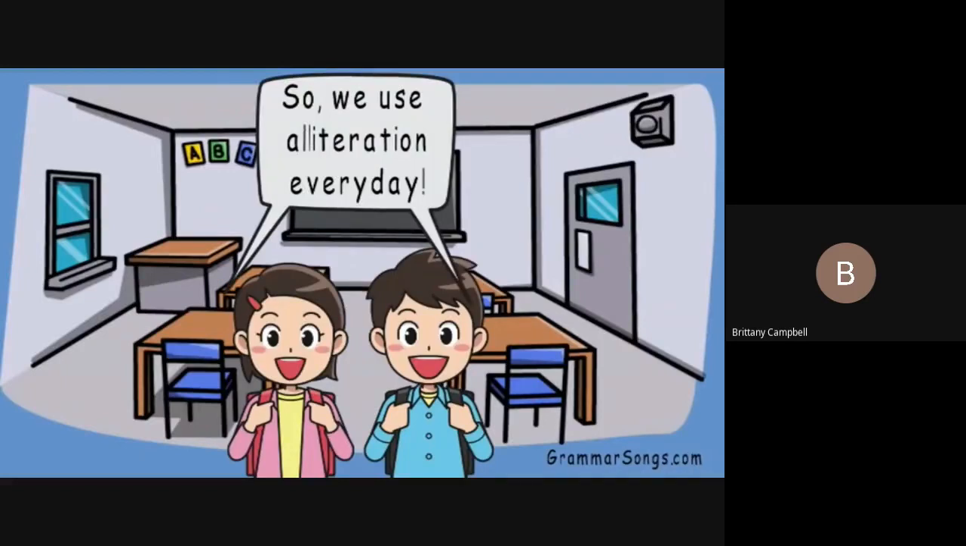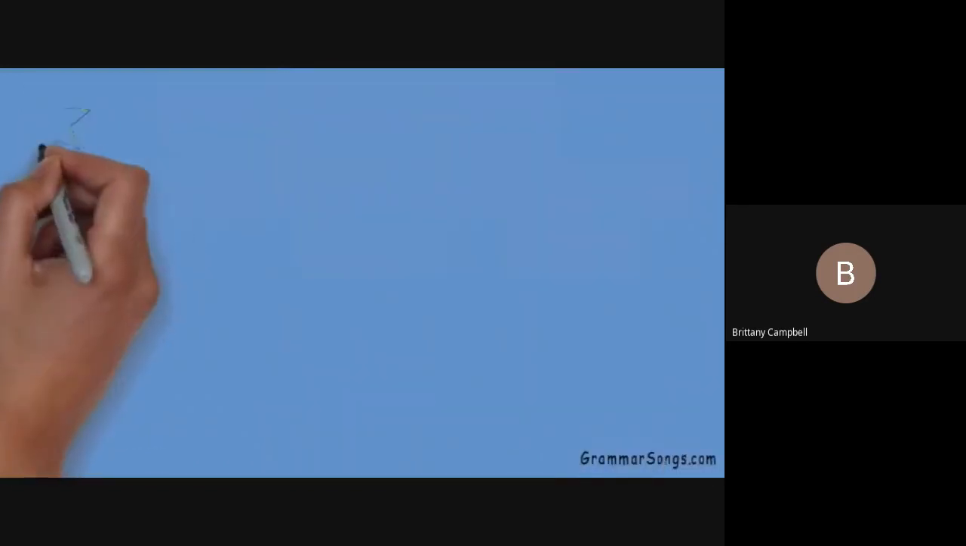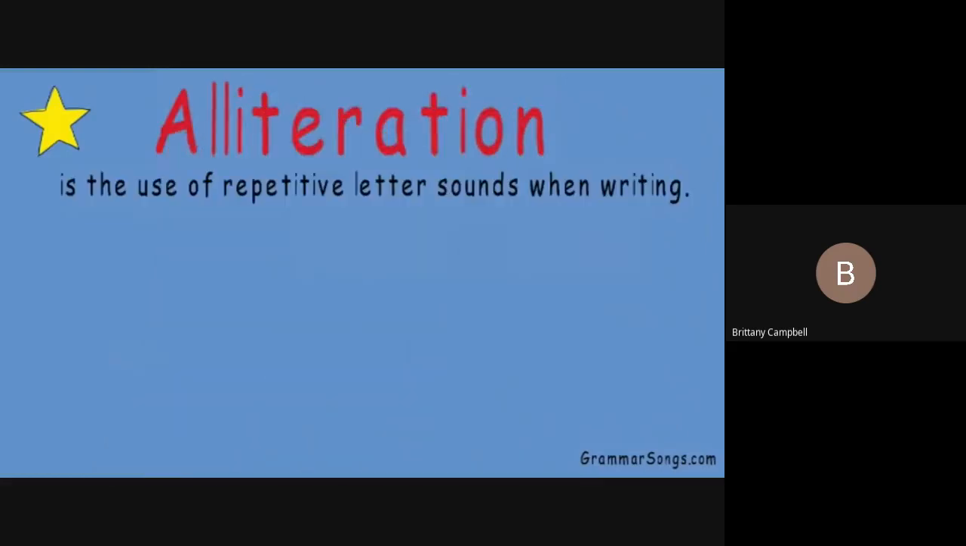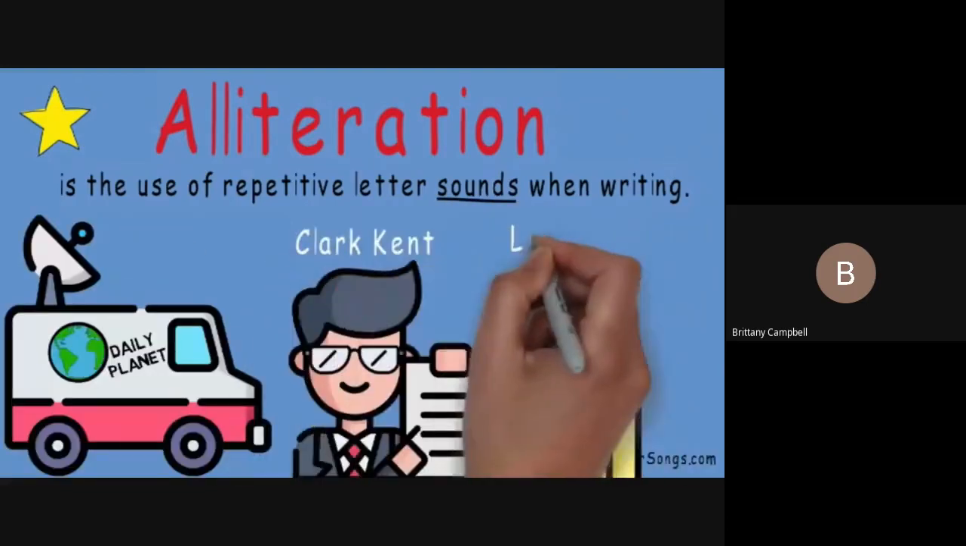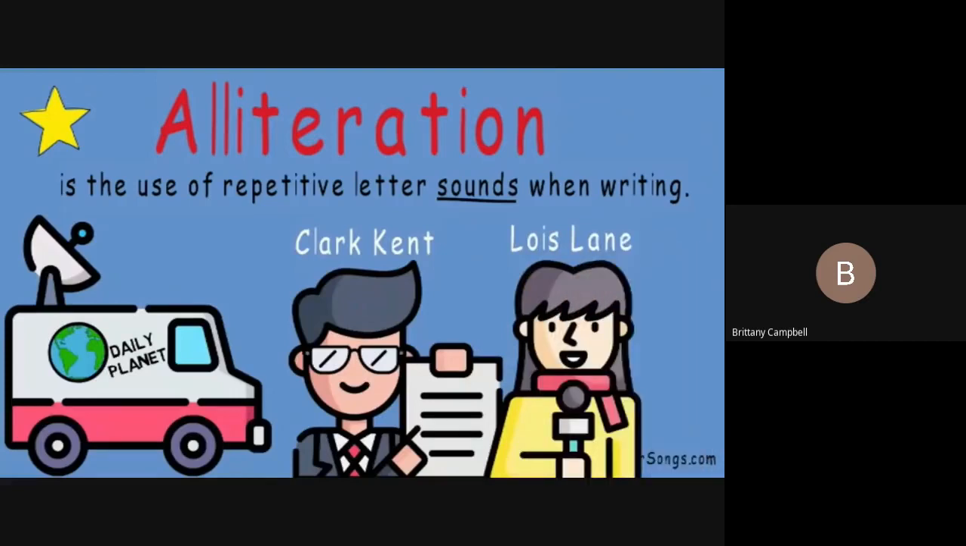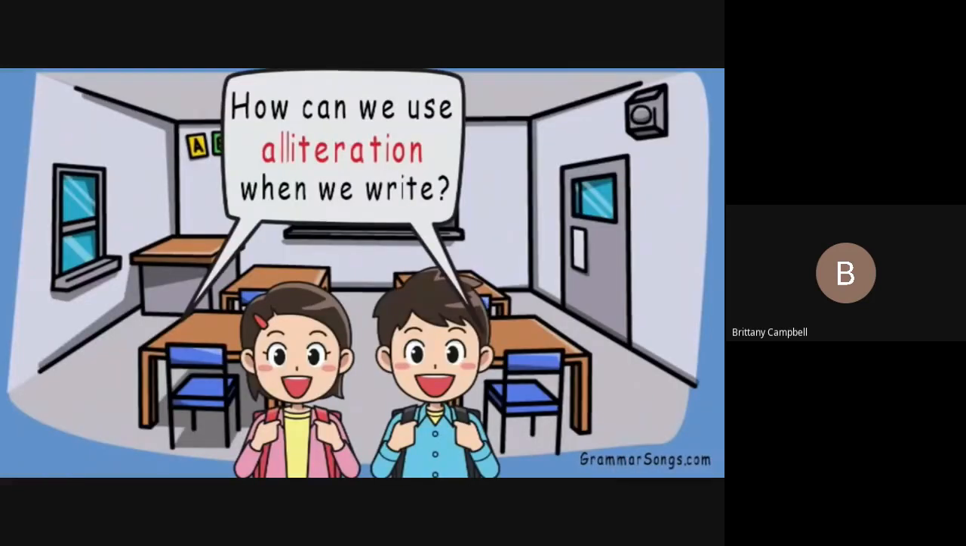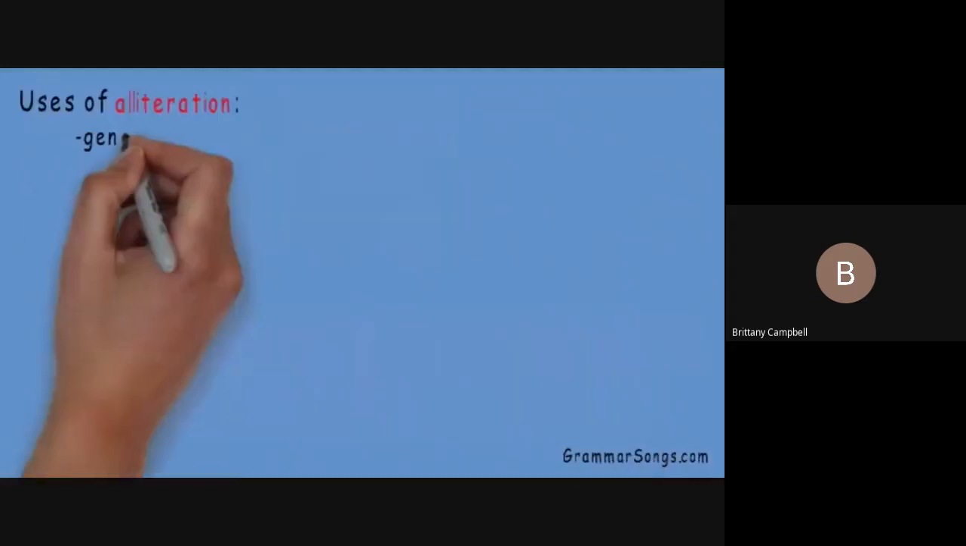We do. And it's important to note that alliteration is the use of repetitive letter sounds when writing. Sounds is the key word here. That's why famous characters like Clark Kent and Lois Lane are both examples of alliteration. Since the hard C makes the same sound as the K, the spelling doesn't matter. So how can we use alliteration when we write? Great question. Let me show you.